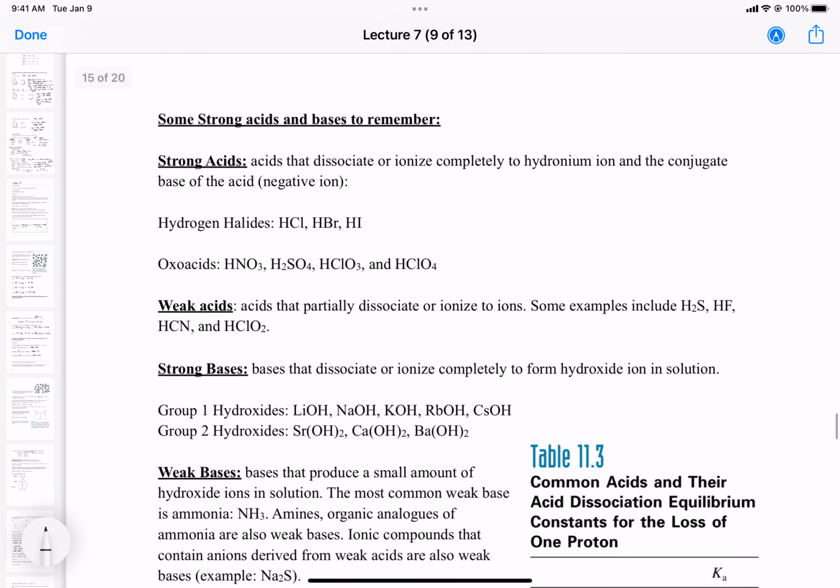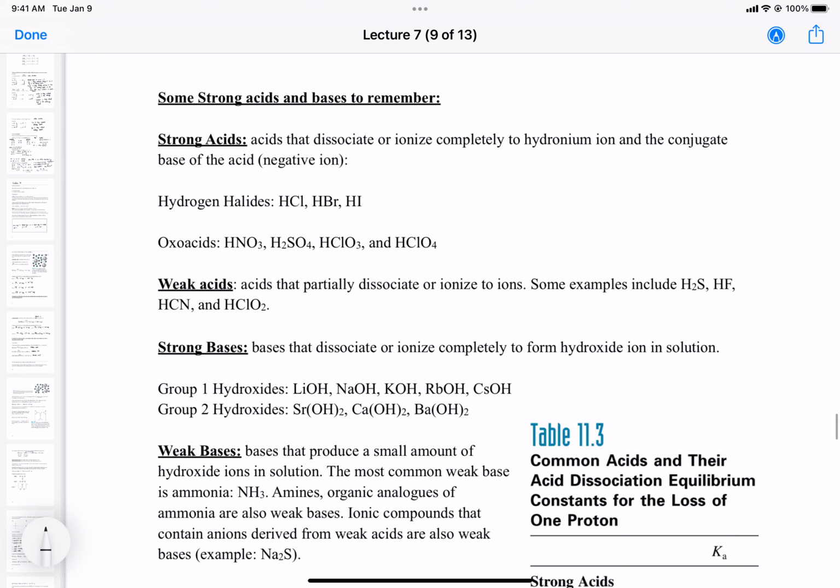So some weak acids are H2S, hydrosulfuric acid in solution, HF, hydrofluoric acid, HCN, hydrocyanic acid, and then HClO2, which is chlorous acid. So those are weak acids. They partially dissociate. All right, strong bases are just like strong acids. They dissociate completely to form metal ions and hydroxide ion in solution.